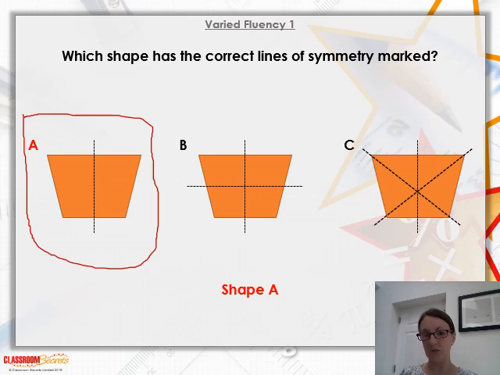This one is incorrect because if we were to fold this side on top of this, it would not match up. And likewise here, if we were to go from this corner to this corner, that would not work. And if we went across here, that would not work either. This line of symmetry down here, vertical line of symmetry, is the one that is marked and is correct.